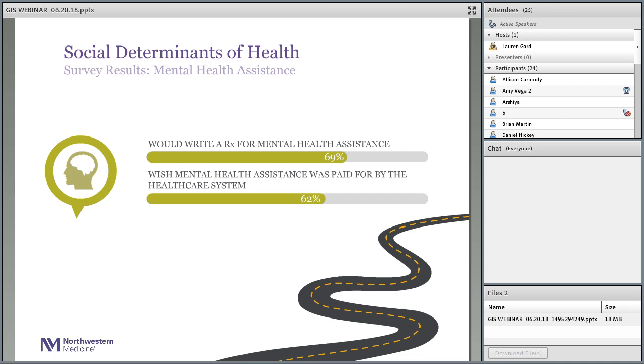This is a particular issue in the state of Illinois. I don't know if anyone's joining us from outside the state. I'm guessing it's also a particular issue in your state. But the lack of resources and trying to find resources that our patients can access is a daily struggle for us here.